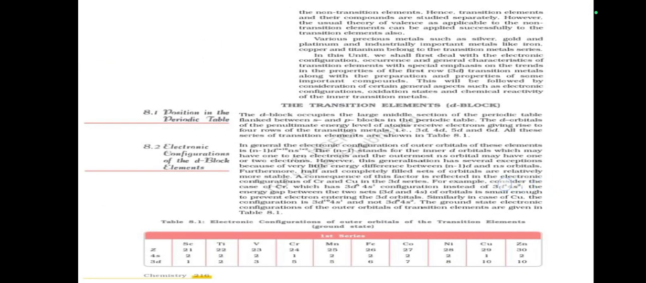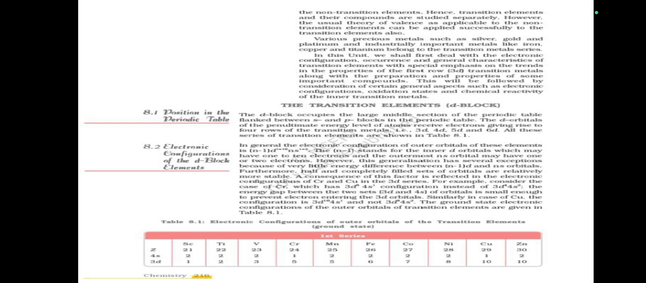The presence of partly filled d and f orbitals in their atoms makes transition elements different from the non-transition elements. Hence, transition elements and their compounds are studied separately. However, the useful theory of valence as applicable to the non-transition elements can be applied successfully to the transition elements also. Various precious metals such as silver, gold, and platinum, and industrially important metals like iron, copper, and titanium belong to the transition metals series.